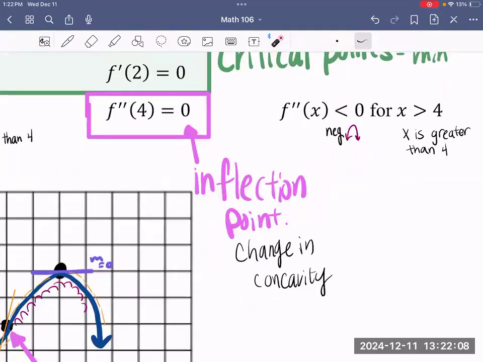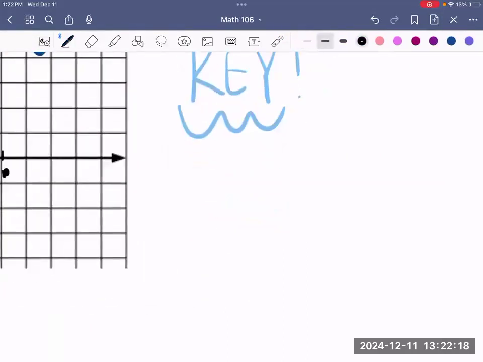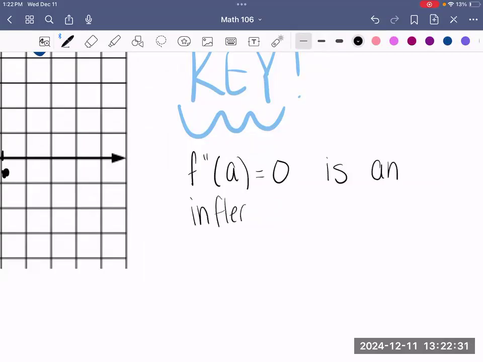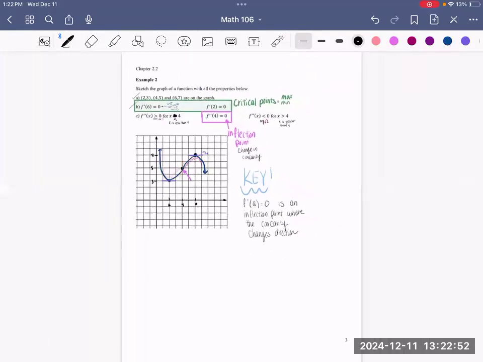So your inflection point, so again, another key: your second derivative of a, when it's equal to 0, is an inflection point where the concavity changes direction. And that's it. So just be aware.